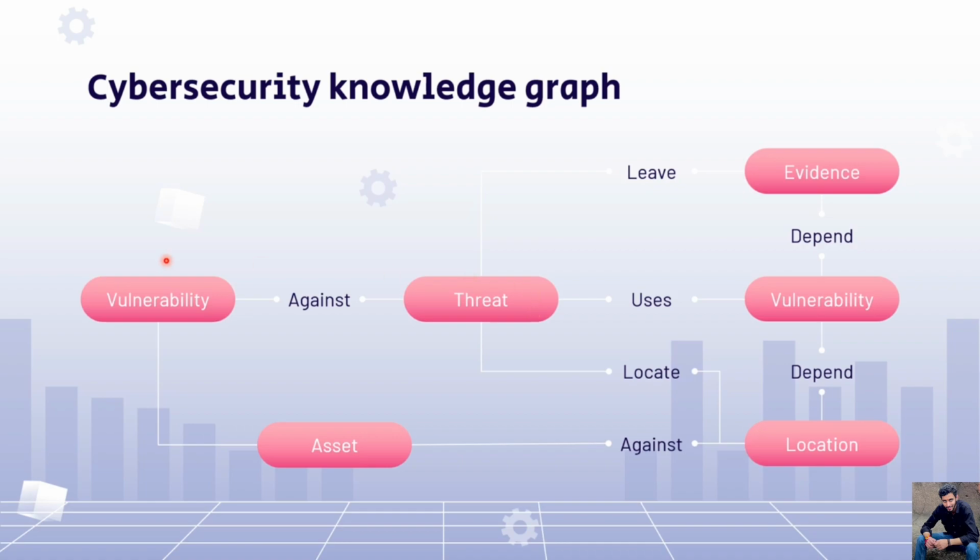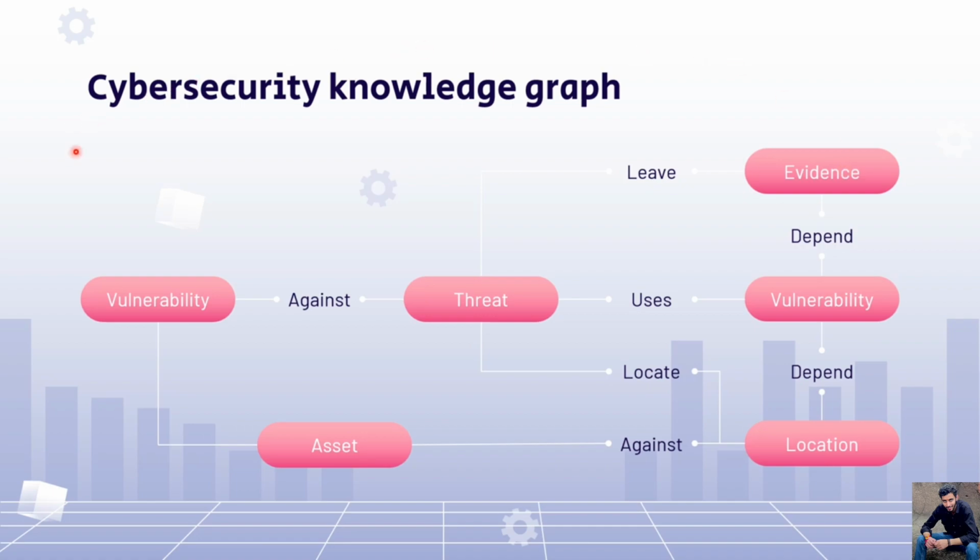Right? Threats go against the vulnerabilities. Threats go against the locations. Site location also is very important. And those go against the assets. Right? Threats use vulnerabilities. So of course again depends on the location. So it depends on that evidence.